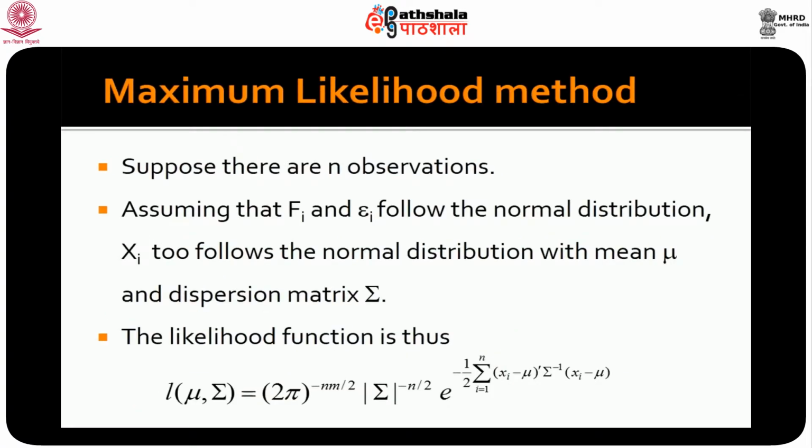Now let us look at the maximum likelihood method. For the maximum likelihood method, we assume that x follows the normal distribution. This is possible if both f and epsilon are jointly normal. So the likelihood function L(mu, sigma) would be given by (2 pi) to the power of minus nm by 2, determinant of sigma to the power of minus n by 2, and then you have e to the power of minus half summation i equal to 1 to n (xi minus mu) sigma inverse (xi minus mu) prime.